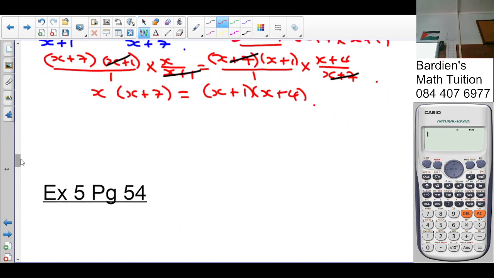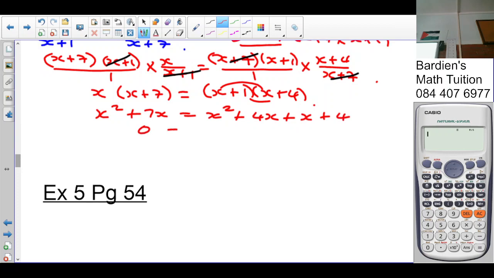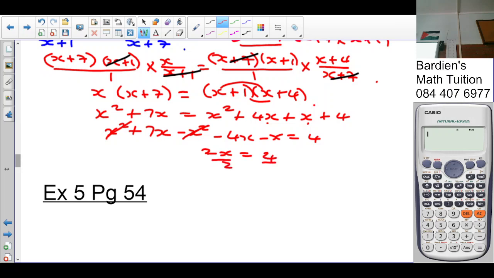Which gives me x squared plus 7x is equal to x squared plus 4x plus x plus 4. Take everything to one side: x on one side, number on the other side. So it's x squared plus 7x minus x squared minus 4x minus x equal to 4. The x squared cancels x squared. 7x minus 4x is 3x, minus x, 2x equals 4, divided by 2, x equal to 2.